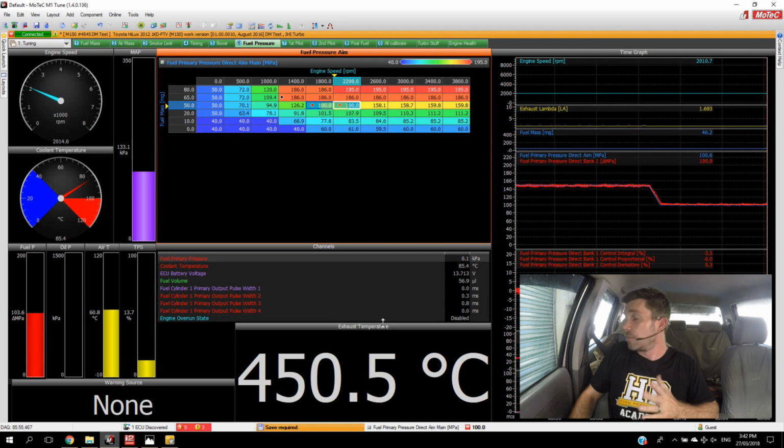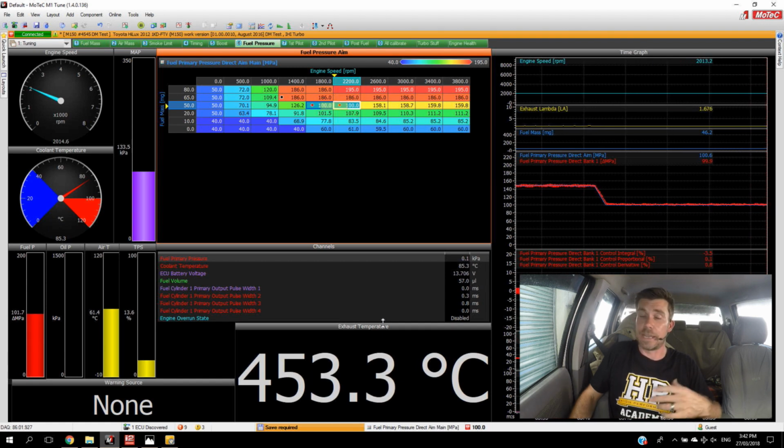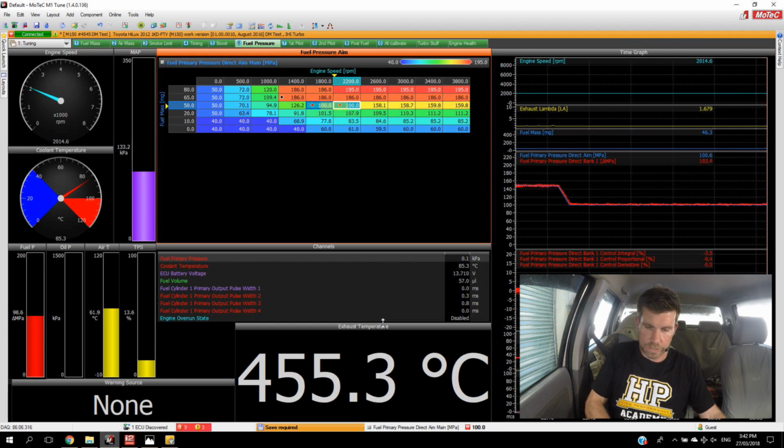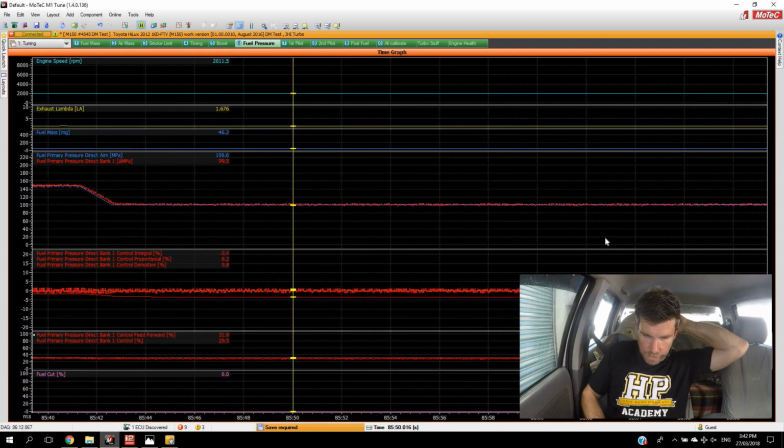Just again looking at my dyno, our engine torque has not been affected, but we have seen the difference there in our fuel pressure increase our exhaust gas temperature. So let's pause our time graph there, and we'll have a look at that result. Let's just full screen that.